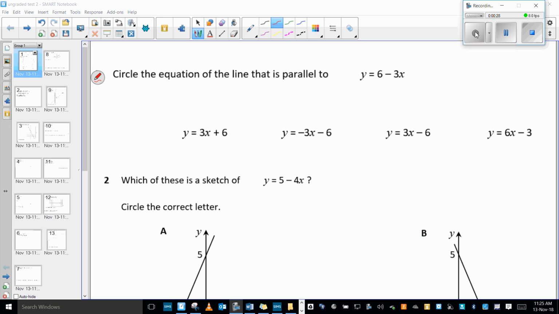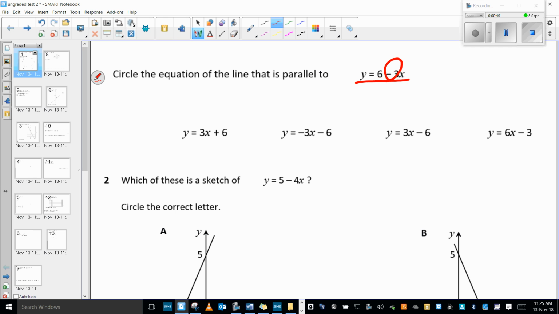So they've given us y equals 6 minus 3x. Which part of that tells us the gradient, Leila? The minus 3 part. Careful, not the x. It's just the minus 3 part. Oh. So the negative 3 tells us about the gradient. So we know we need to find a line here with a gradient of negative 3.